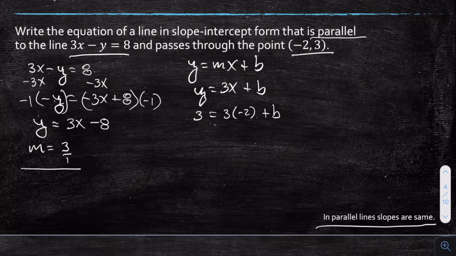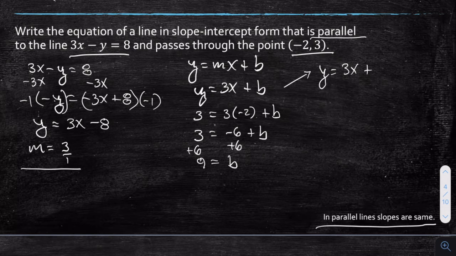Now we have enough information to solve for b because we have numbers all around. 3 is equal to 3 times -2, which is -6, plus b. I'm going to add 6 to get rid of the 6 on the right-hand side and move it to the left. 3 plus 6 is 9. b is equal to 9. So if b is equal to 9, then I can finish this problem off by just rewriting this. y equals 3x plus 9. And that is the answer to this question. This one's asking for it in slope-intercept form, and that's the reason why we're done at this point. We've written it in slope-intercept form.